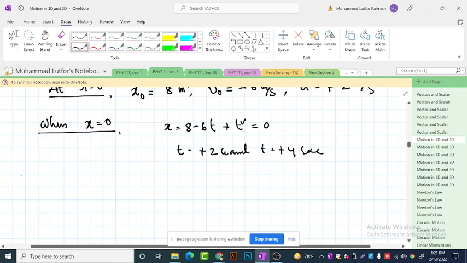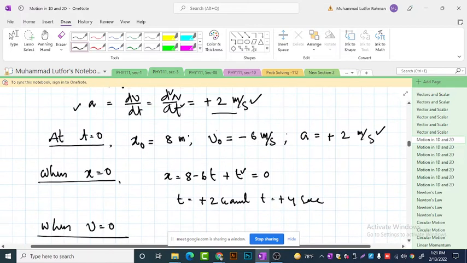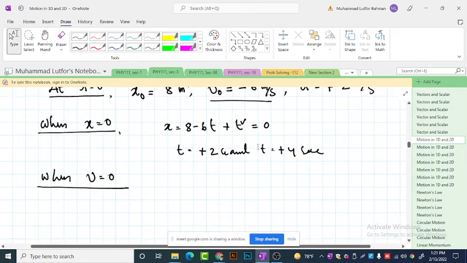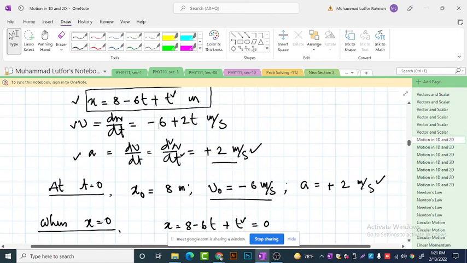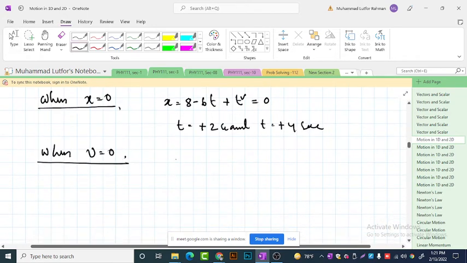All right, say if I ask when the velocity of the particle is 0, because when I start at t equal to 0 second, its velocity is not 0, it was minus 6. I want to know when the velocity of the particle would be 0. Then I have the velocity equation, which is minus 6 plus 2t. I write v equals minus 6 plus 2t, that is going to be 0. It means that t would be 3 second. So at t equal to 3 second, the velocity of the particle would be 0.